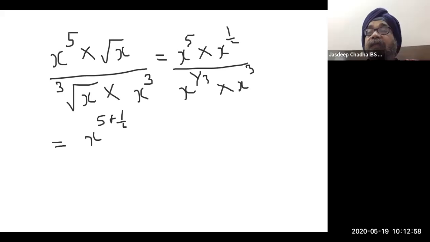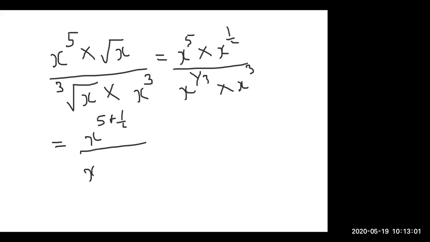x to the power 5 plus half, divided by x to the power 1 by 3.